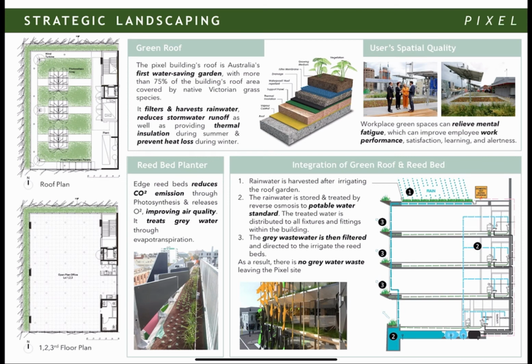Firstly, the rainwater is harvested after irrigating the roof garden. Rainwater is stored and treated by reverse osmosis to potable water standard. The treated water is distributed to all fixtures and fittings within the building. The grey wastewater is then filtered and directed to irrigate the reed bed, which can treat grey water through evapotranspiration. As a result, there's no grey water waste leaving the Pixel site.